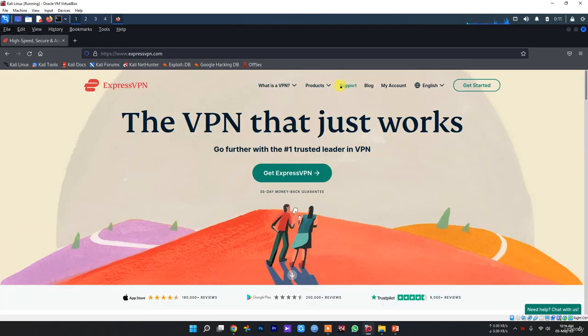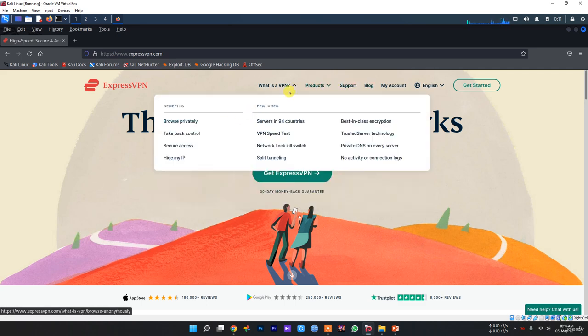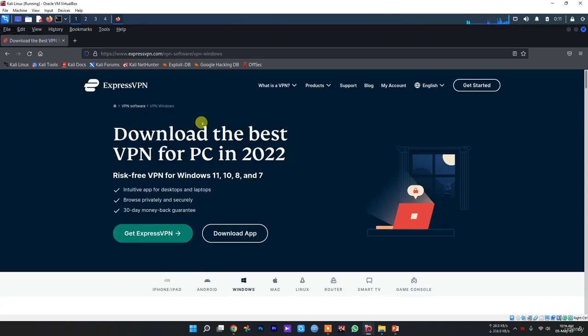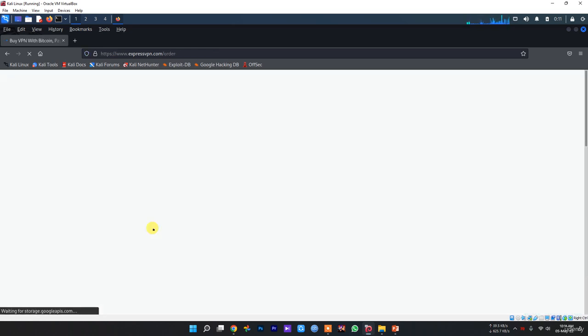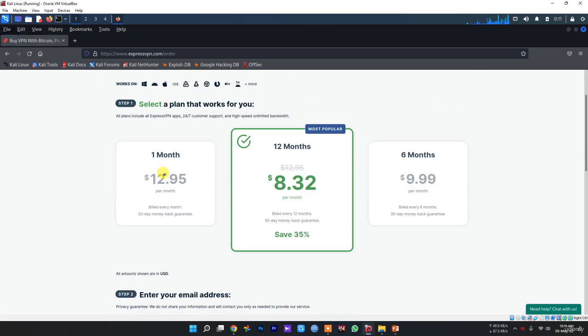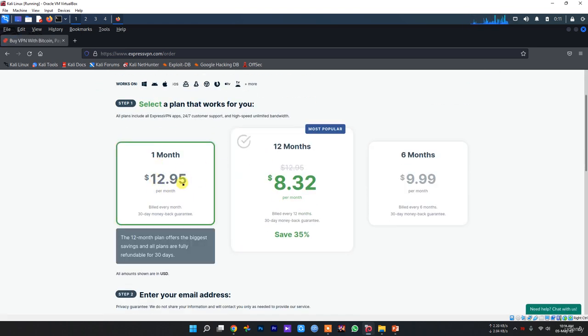So let's go to the product for Windows. As I said, it's $12 per month, and I think this is the premium and the best you can get at this price. One of the issues is, if you are into ethical hacking, it has a lack of port forwarding, so make sure you remember that. And the second one is NordVPN.